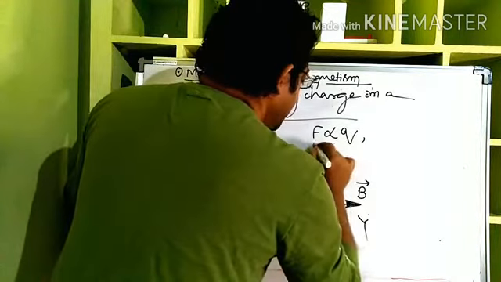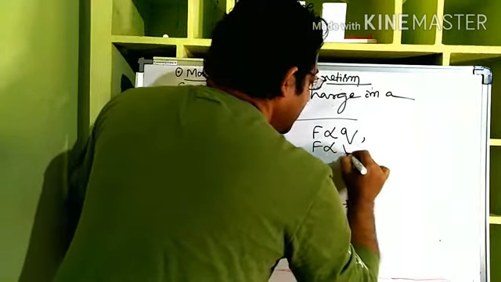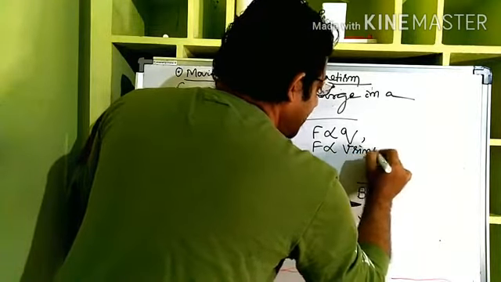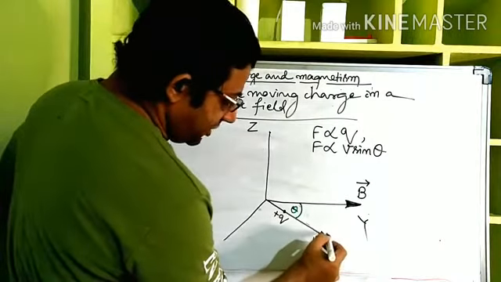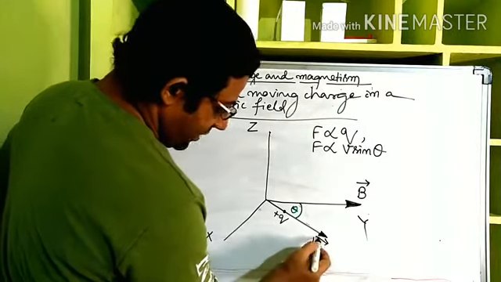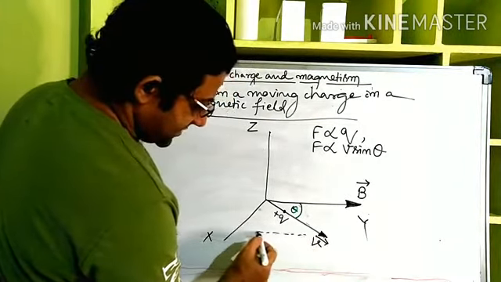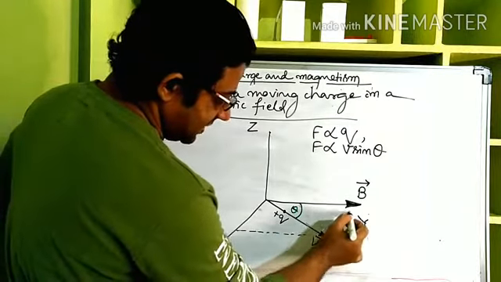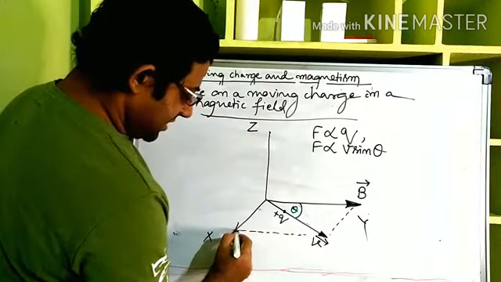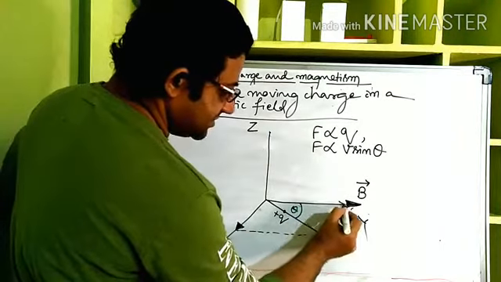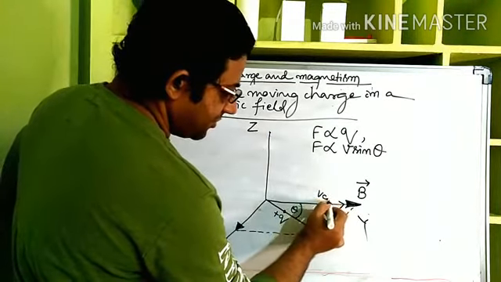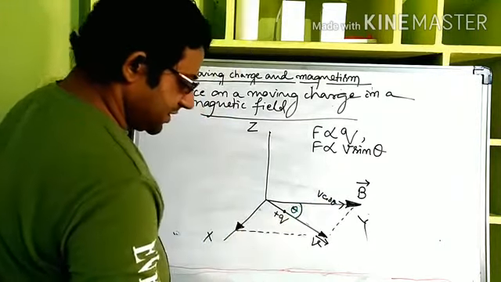F is directly proportional to V sine theta. See the sine theta component. Now see, this V can be resolved into two components. You are aware of resolving vectors, right? So this vector can be resolved into two components. This component is V sine theta, and in this direction V cos theta, also one component will be there.